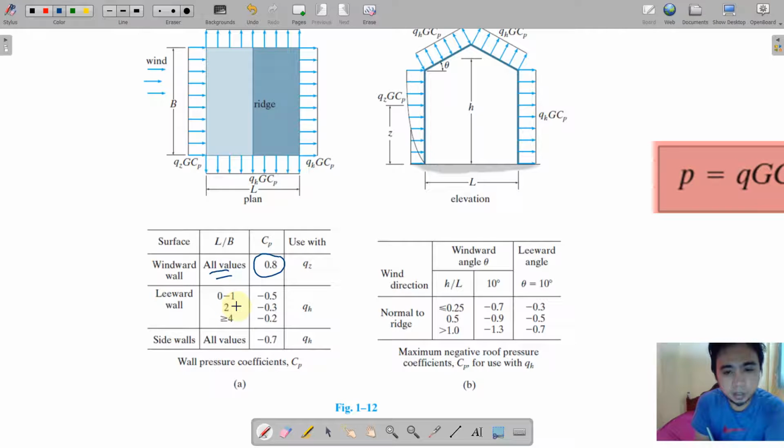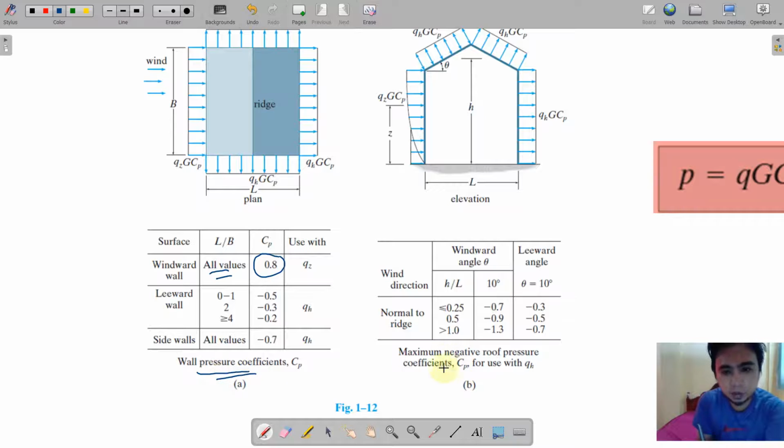We will use interpolation to obtain CP. Halimbawa, 3 yan. Wala naman dito sa table. Dito ba? 0.2 ba yun or 0.3? It is somewhere in between. That is why we can use the interpolation method in order to come up with the CP values. For the sidewall, ito naman yung sidewall. Harap at likod. All values will have negative 0.7 as the value for CP. Okay? So, ito para sa wall.